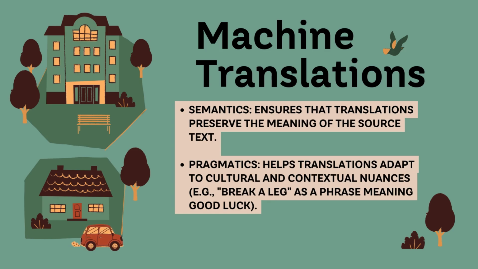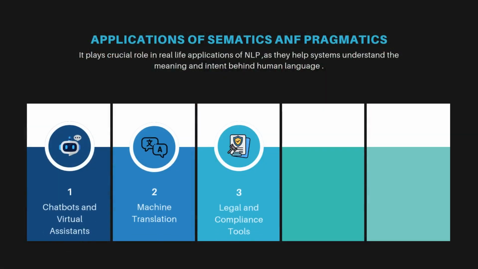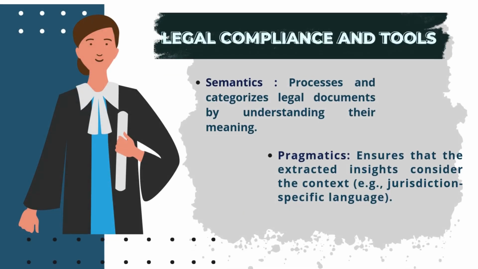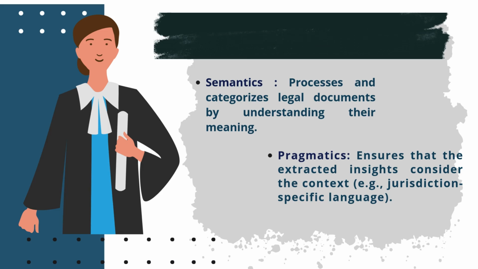Second, machine translation. Here semantics ensures that translations preserve the meaning of the source text. And pragmatics helps translations adapt to cultural and contextual nuances, e.g., break a leg, as a phrase meaning good luck. Third was legal and compliance tools. The semantics processes and categorizes legal documents by understanding their meaning. And pragmatics ensures that the extracted insights consider the context, e.g., jurisdiction-specific language.